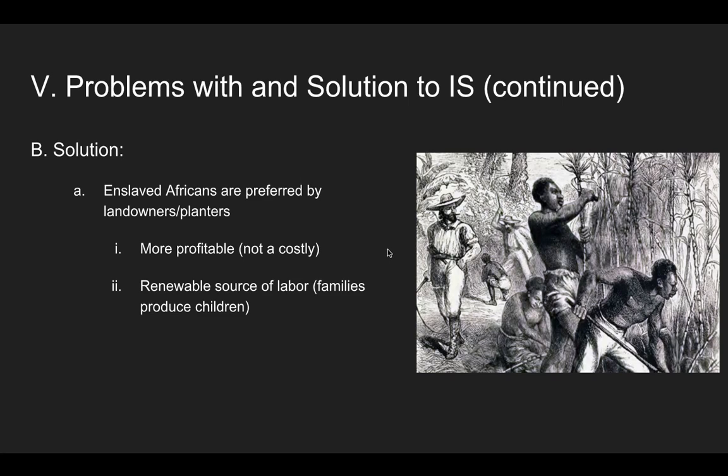And it was a renewable source of labor. The enslaved had families of their own. Children were born, and those were future enslaved people.